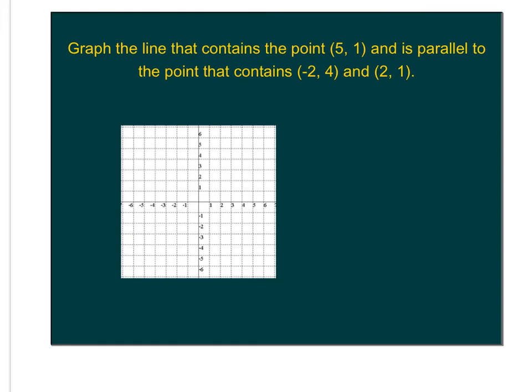All right, so here, contains the point 5, 1. So 5, 1 is my mark right there. Parallel to the line through the points negative 2, 4, and 2, 1. So this time I want the same slope. So my slope is going to be 4 minus 1. Getting ahead of myself. 4 minus 1 is in fact 3.